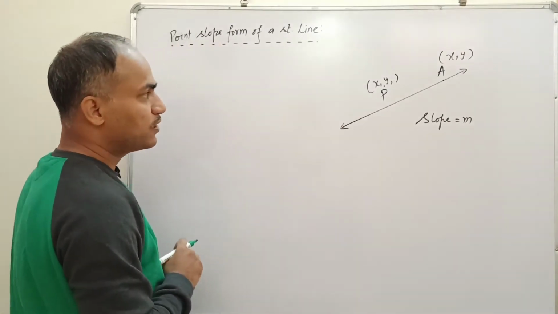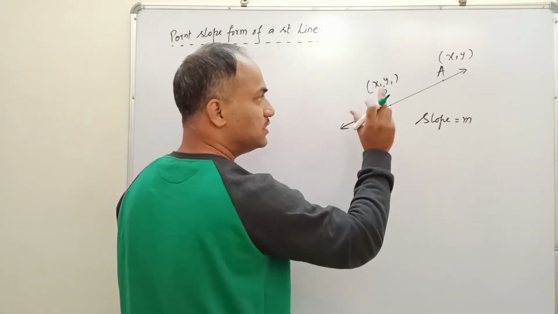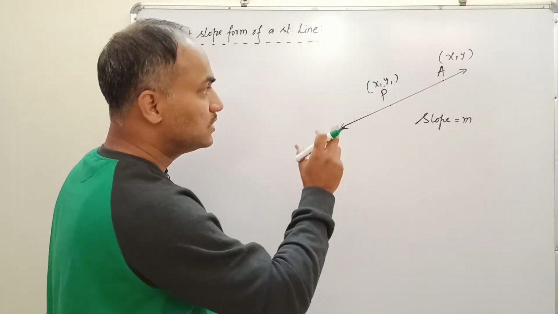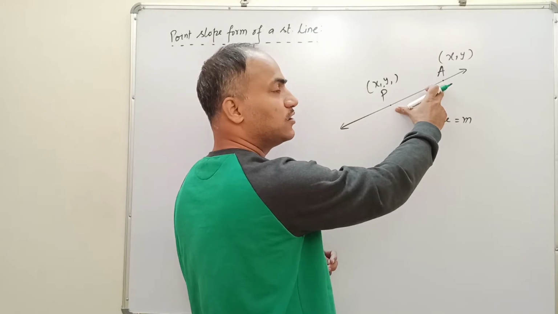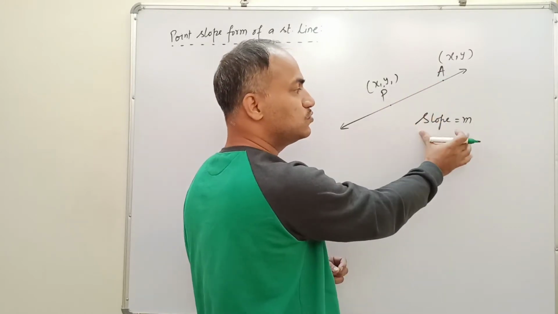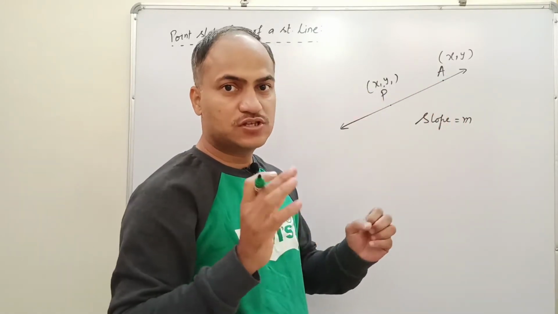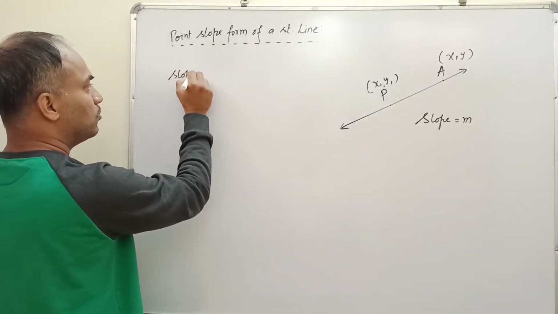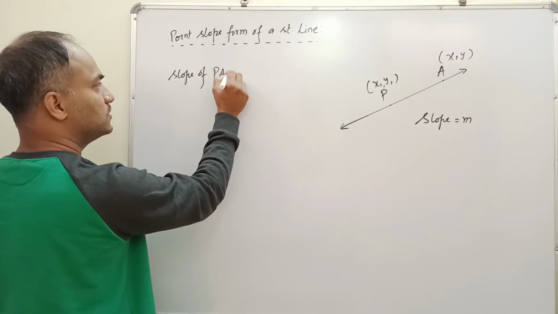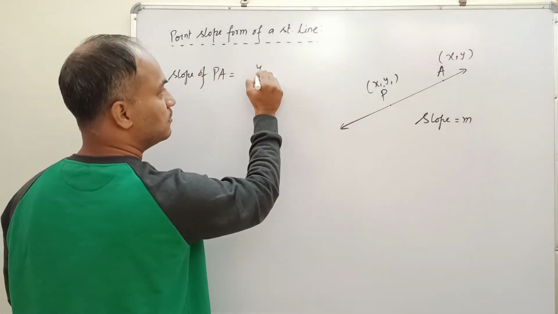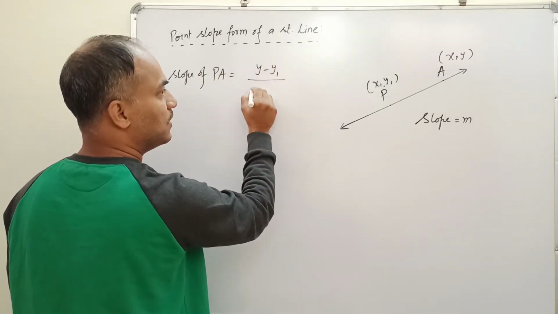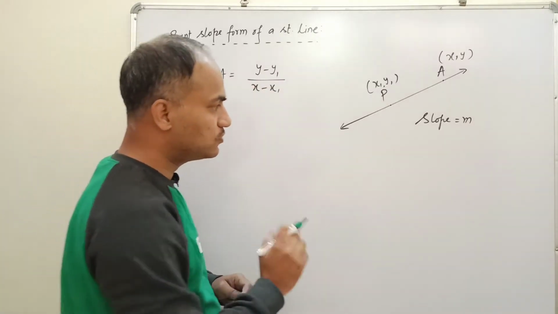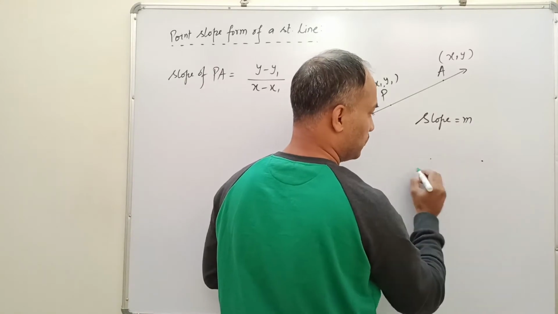This variable point P and point A, these two points lie on this straight line. It means the slope of this line segment PA will be equal to the slope of this line M. So this is the concept. So let us use the slope of PA. What is this? y minus y1 upon x minus x1. What I did was use the formula for the slope of two points.